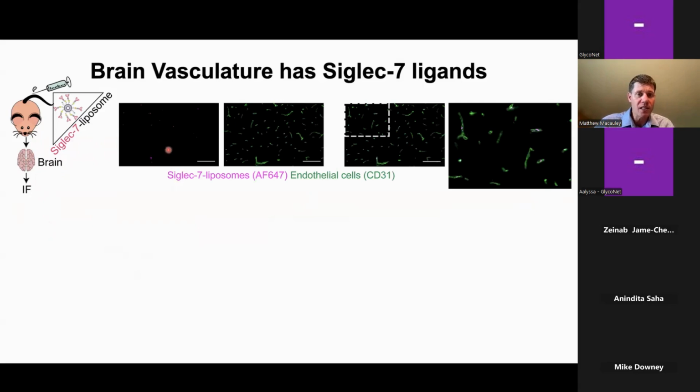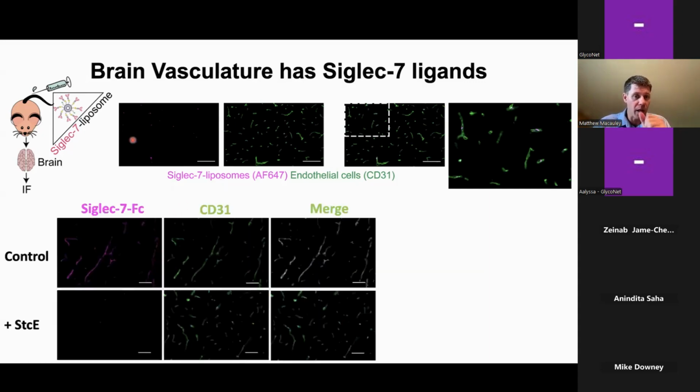But basically, what we see here is Siglec 7 liposomes injected into the mouse, and you see these little punctate stainings. And at first, we stained them with different cells in the brain, such as microglia and neurons, and nothing was really co-staining. And then someone had the idea, hey, maybe this is vasculature. And indeed, if you do a co-stain with CD31 in green, here's the co-stain and blown up here, all the pink signal is overlapping with vasculature. So it looks like Siglec 7 liposomes are staining the vasculature, or in other words, the blood-brain barrier.